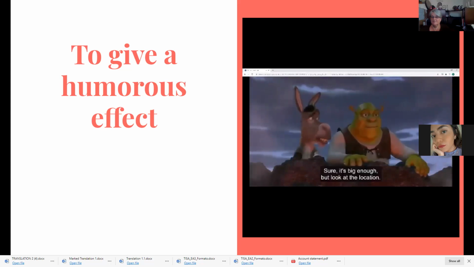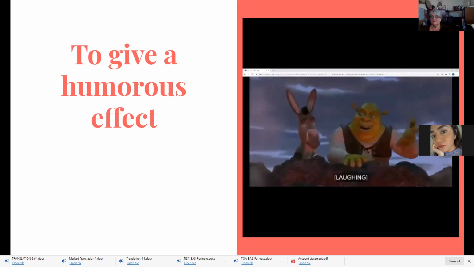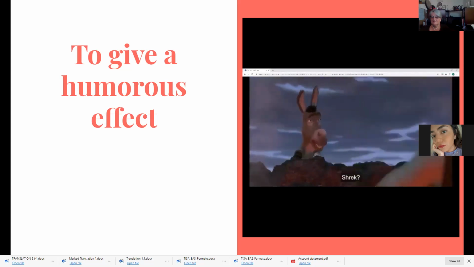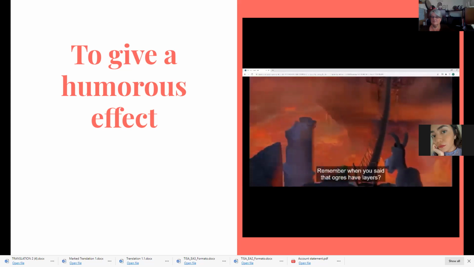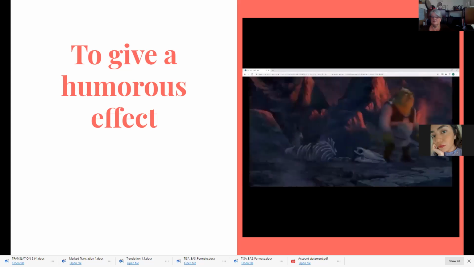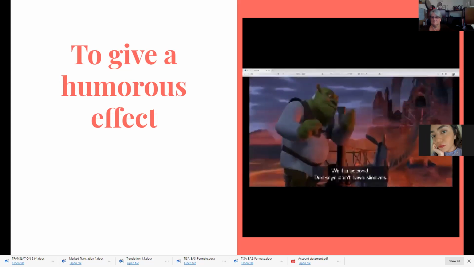Se caben mis muebles, pero me queda muy lejos. Shrek, ¿te acuerdas cuando dijiste que los ogros tenían capas? Oh, sí. Pues yo tengo algo que confesarte. Los burros no tienen capas, pero ¿has oído decir que el miedo no anda en burro? Sí, claro. Es un dicho muy famoso.